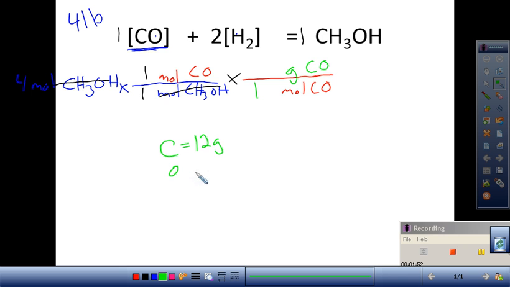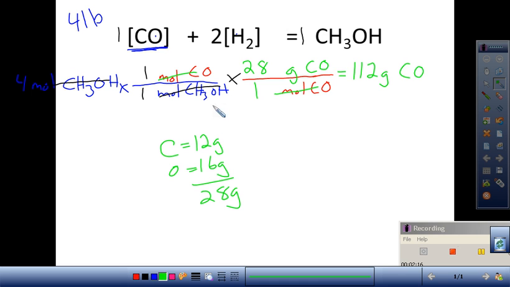Carbon is 12 grams. I get that from the periodic table. Oxygen is 16 grams. And I add them up. And that's my molar mass. I cross off my like units. I'm in grams of CO. So I'm done. I just need to multiply that across. 4 times 28. Okay, that's my grams of CO.